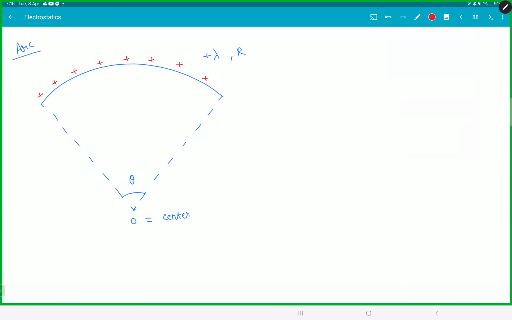Great. Next thing is an arc. So if you have an arc with charge density lambda, r is the radius, O is the center. This is theta. It's a positive charge here, and this is angle theta. Find the potential and field at the center.